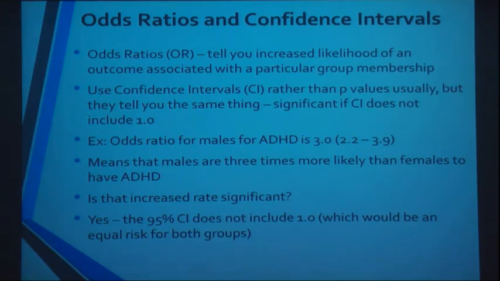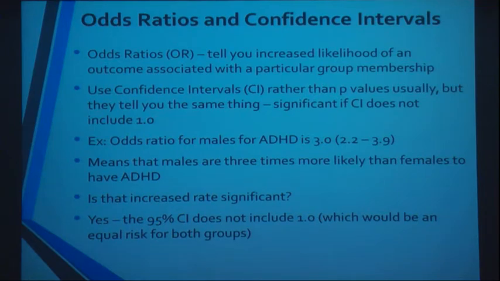Let's do this one here, and then I'll give you a table. The odds ratio for males for ADHD is 3.0 with a confidence interval of 2.2 to 3.9. What that means is that males are 3 times more likely than females to have ADHD. That's how you interpret an odds ratio. It's the times, the amount, the multiplier essentially for the difference between the groups.